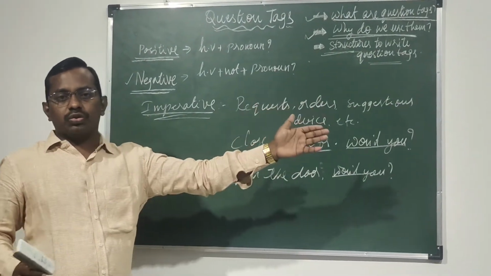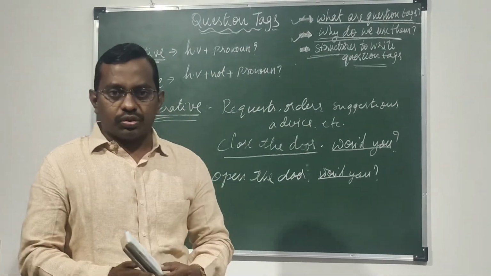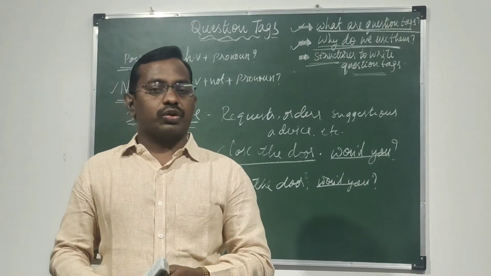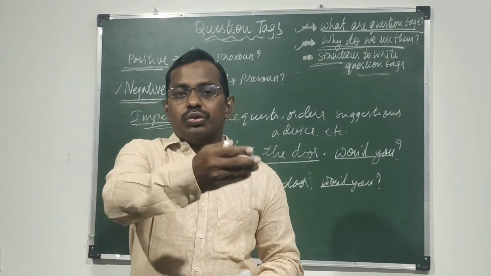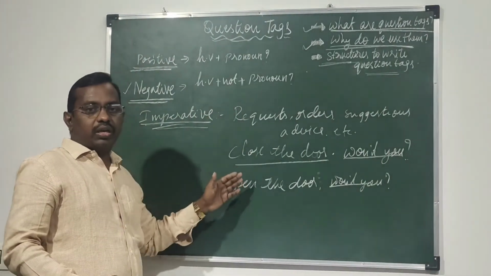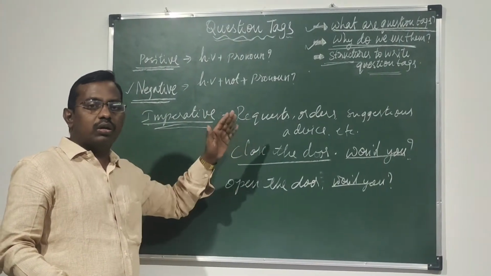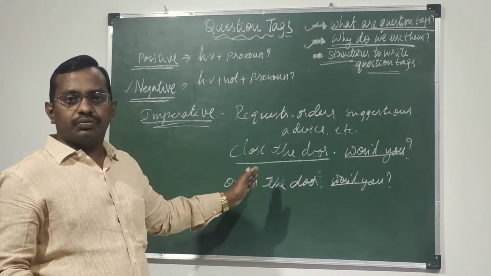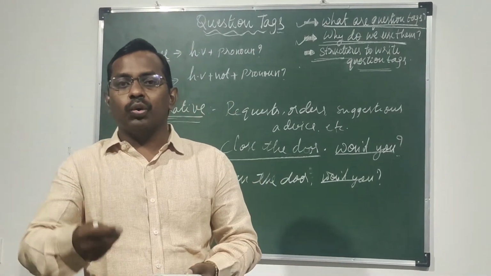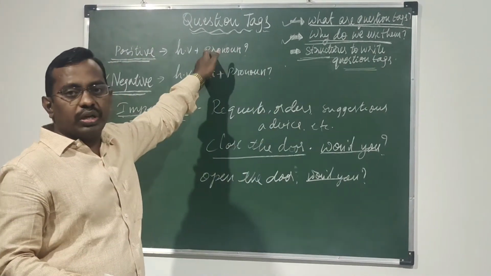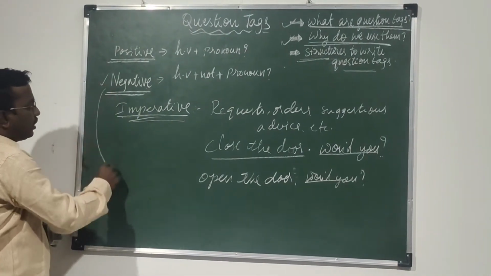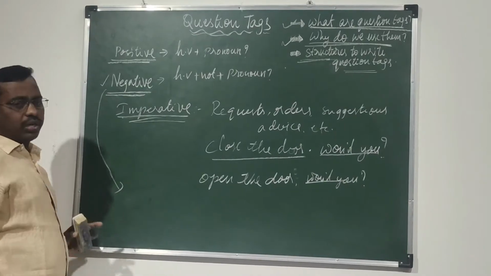Close the door. Open the door. Or get me a glass of water. Or bring books when you come to class, won't you? We are emphasizing our saying, our request, our order, our suggestion. To emphasize, to confirm, or to take approval, we use question tags. So if the sentence is negative, we add a positive tag.